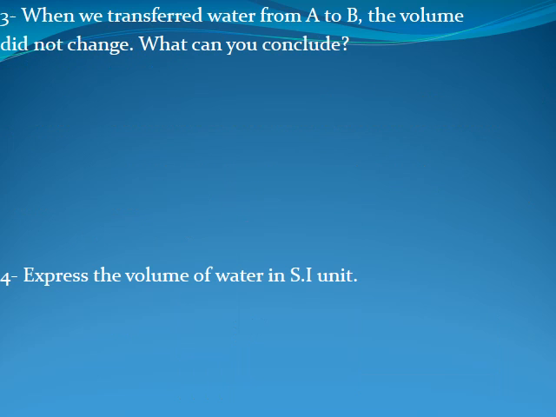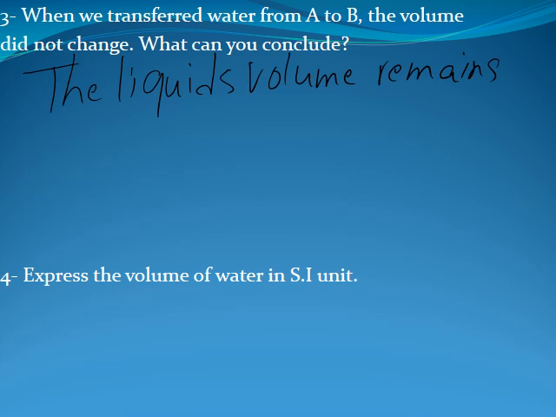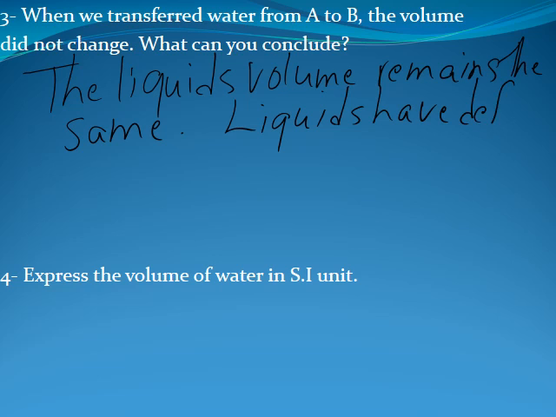Moving to Abbas. When we transferred water from A to B, the volume didn't change. What can you conclude? The liquid's volume remains the same. Okay, this is the first point. What can you conclude about this? We conclude that liquids have definite volume. Excellent. Liquids have definite volume. The volume doesn't change when we move them from one beaker to another.